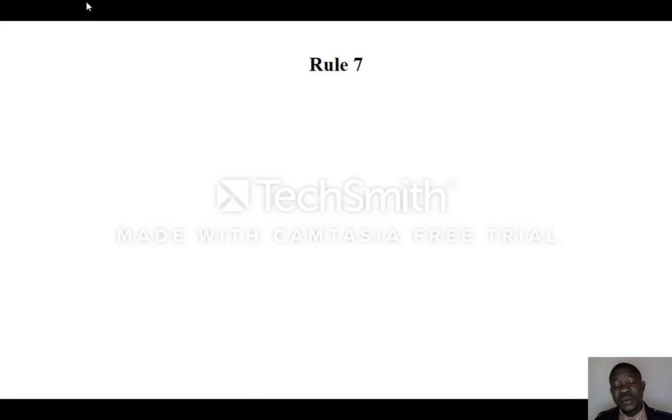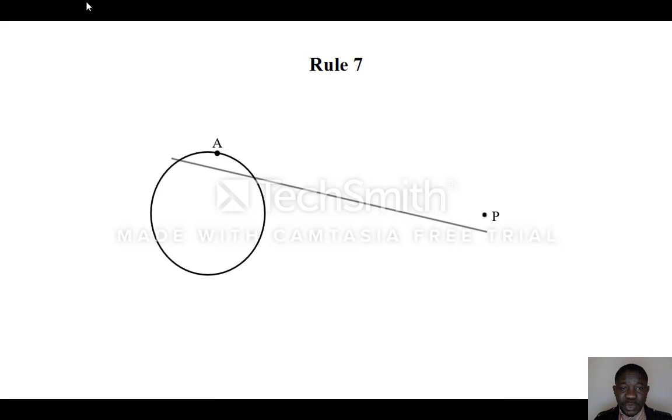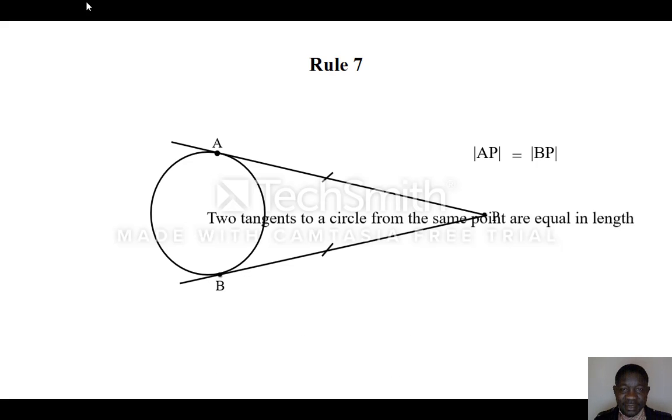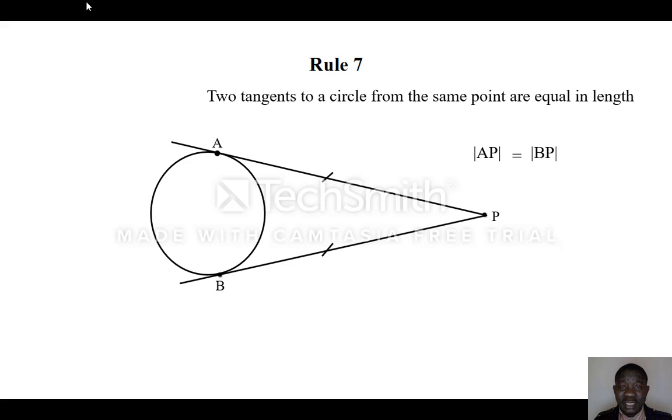Now, let's look at rule 7. If we have this to be our circle, we have a point A and we have another point P, which are joined together. Then we have another point B. Then from point B to point P we also join a line. We conclude that AP is equal to BP. Therefore, the line AP here is equal to the line BP. So in conclusion, two tangents to a circle from the same point are equal in length.